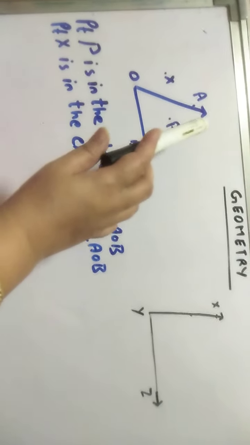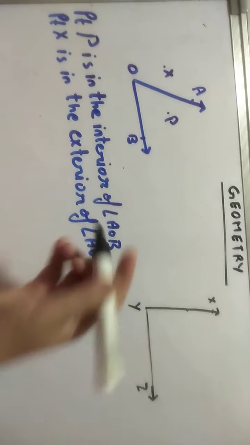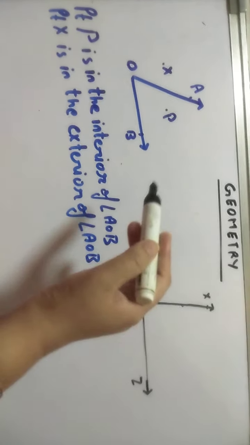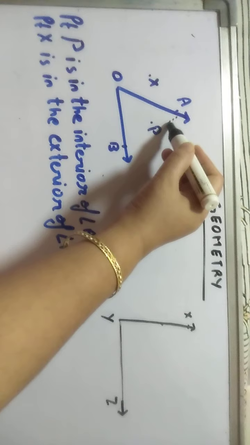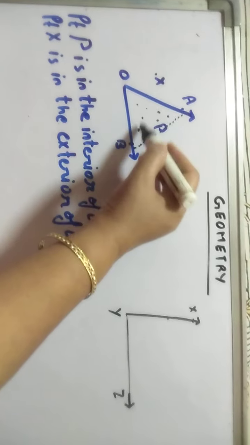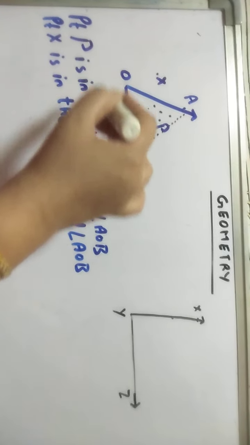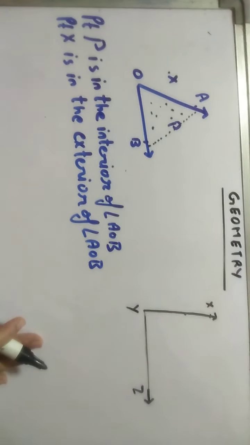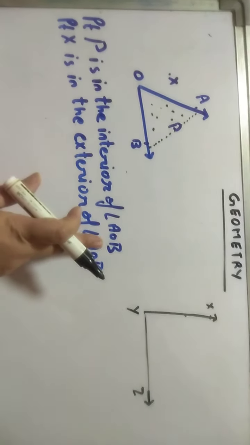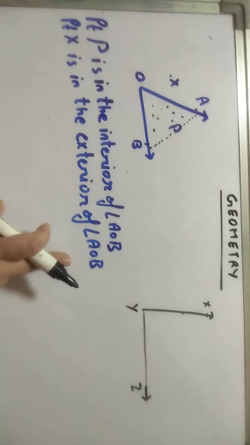Here we see angle AOB. Okay, and now we can see the point P is inside angle AOB. So this region is called the interior of an angle. So this entire region is the interior, and outside these rays this part is the exterior of angle AOB. So we can say that point P is in the interior of angle AOB and point X is in the exterior of angle AOB.